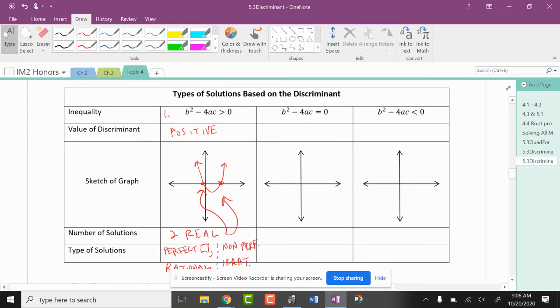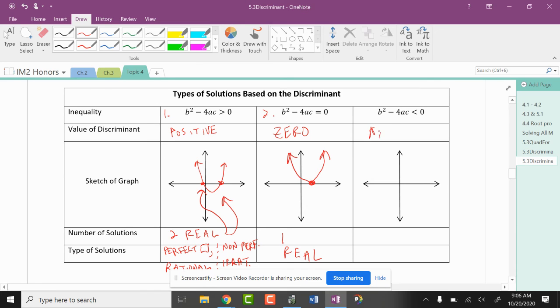Okay, this was number 2 in our examples. When the discriminant equaled 0, that is because the vertex was right on the x-axis and you only had 1 zero there. So the number of solutions is 1 real. I guess real is what we put here according to how this chart goes, but you can just put 1 real.